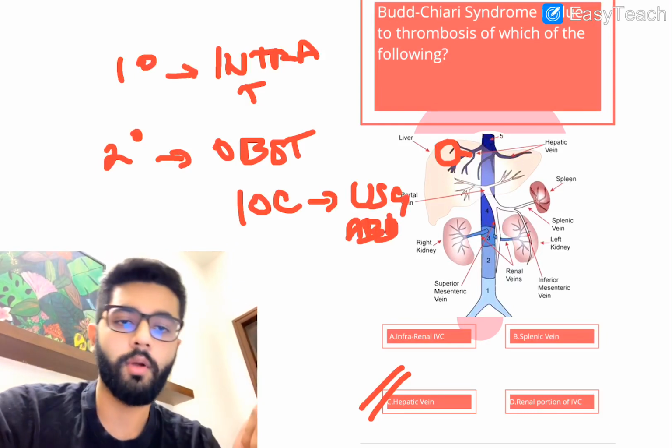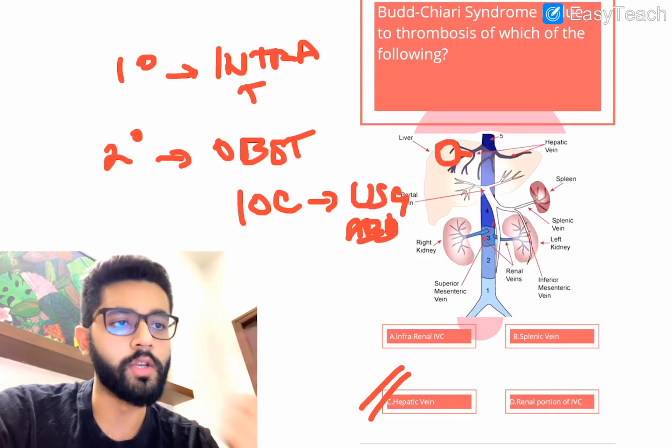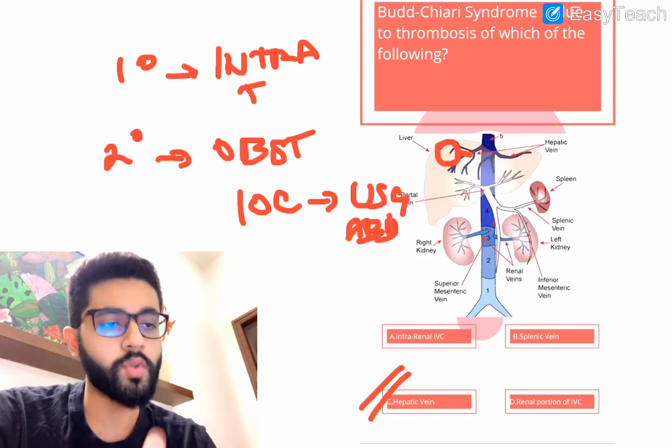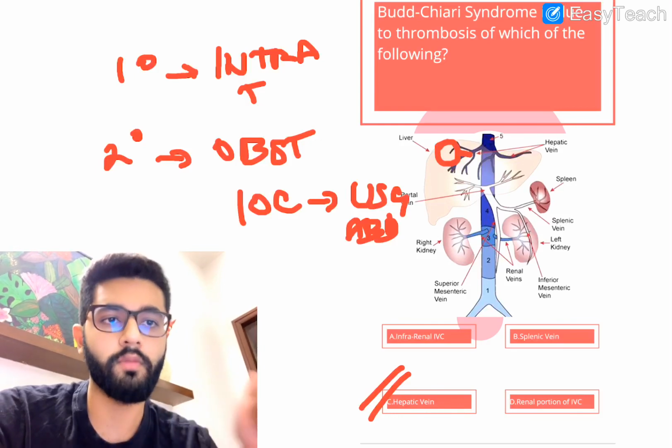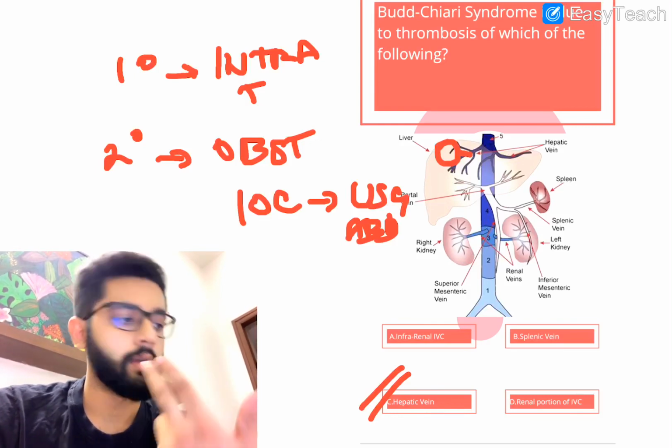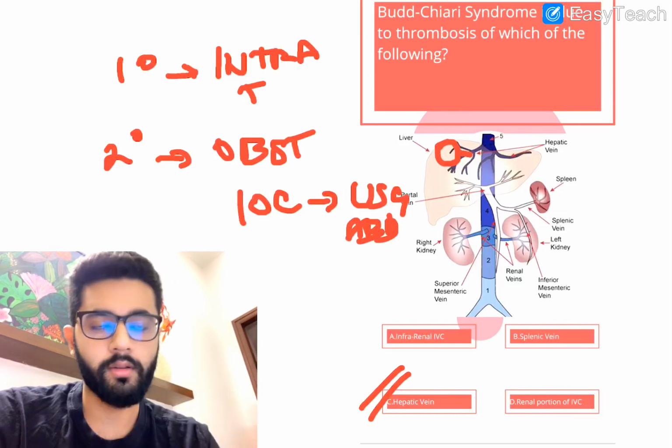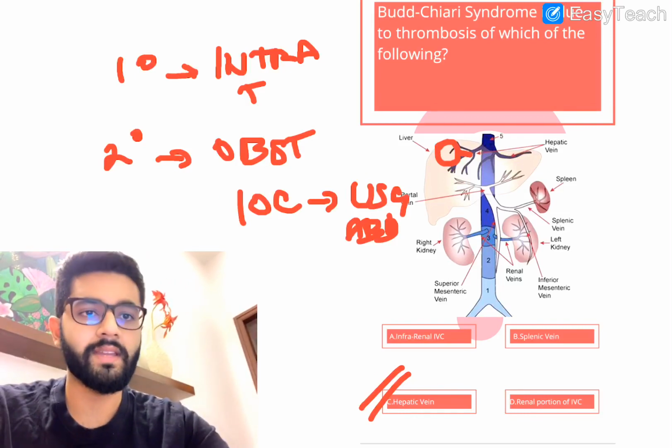So USG abdomen will show hepatomegaly. It will show, most importantly, reduced venous outflow. Hepatic venous outflow will be reduced or nil. And third thing is there will be a lot of collaterals formed because of the outflow obstruction. So that is the investigation of choice.